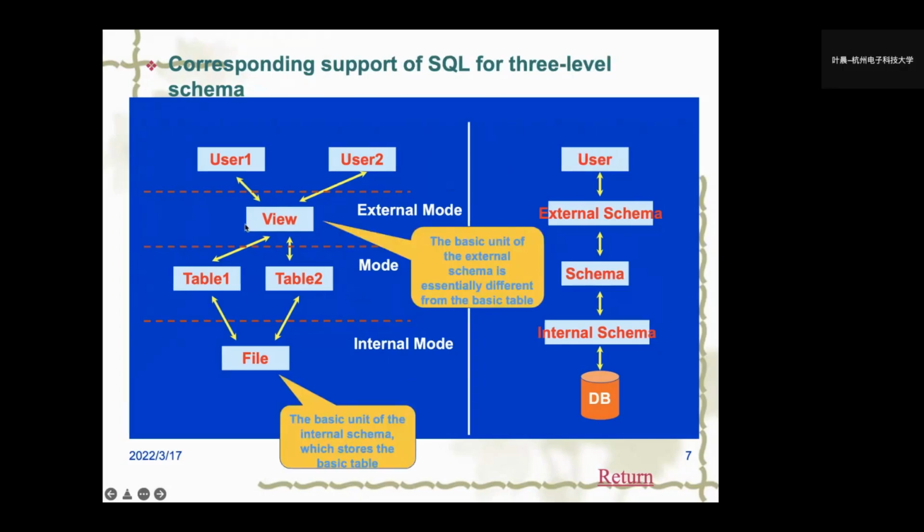We can see the view is the basic unit of the external schema, and it is essentially different from the basic table. The view does not actually exist, while the table holds actual data, which is stored in the file. And the file is the basic unit of the internal schema, which stores the basic table.